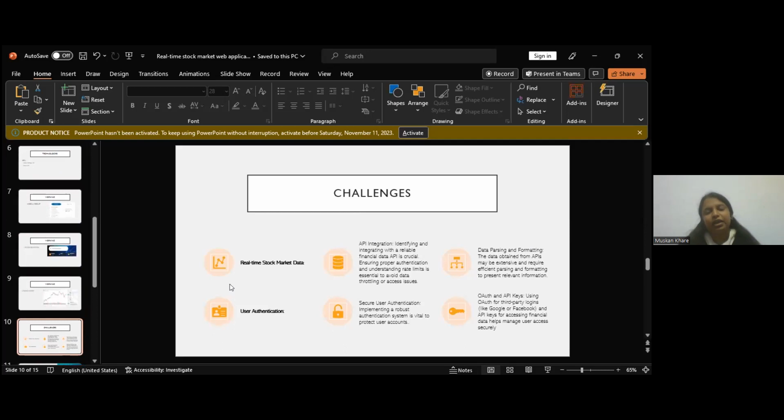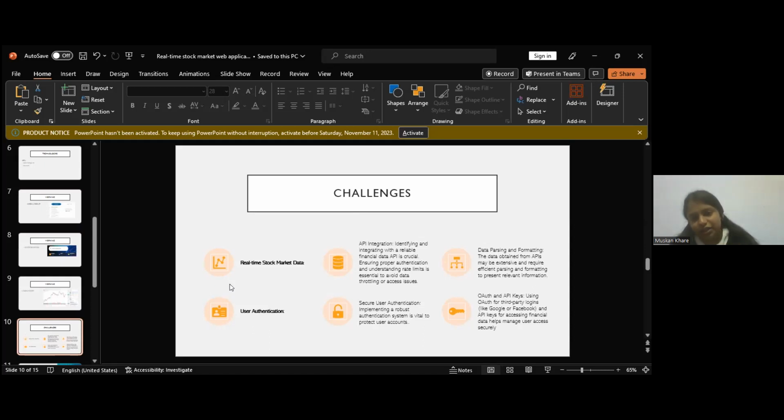Then there are some challenges. First of all, real-time stock market data. This application promises real-time stock market data, but it is a challenge for us to make it real time and to show only the valuable content there. We have to be very careful about the data passing.